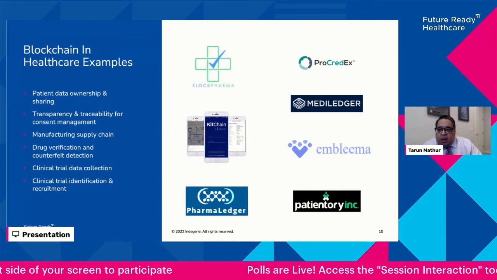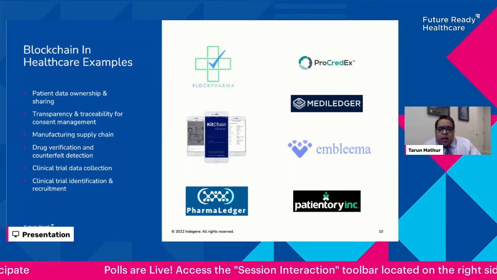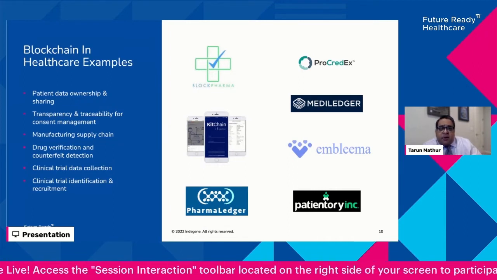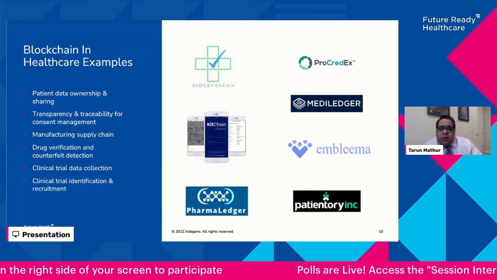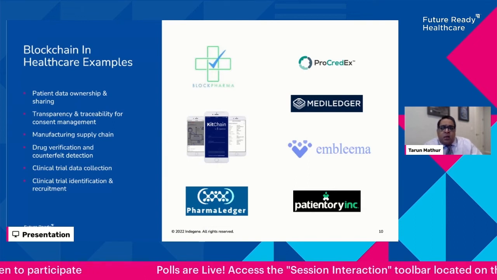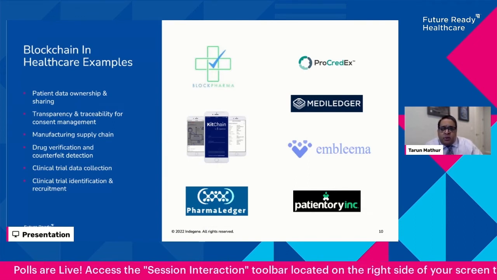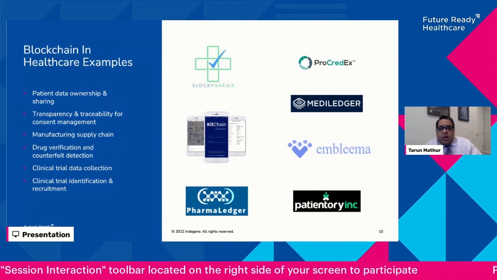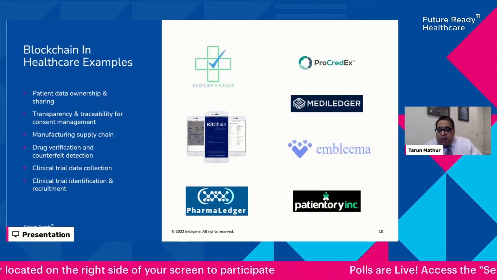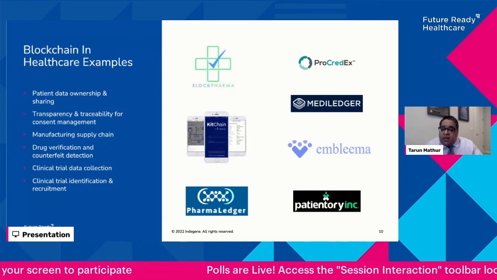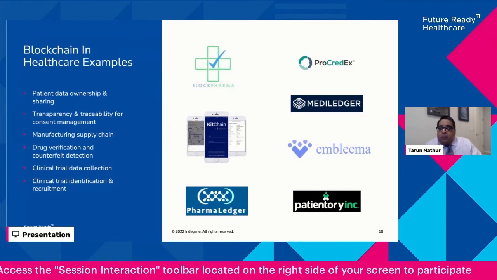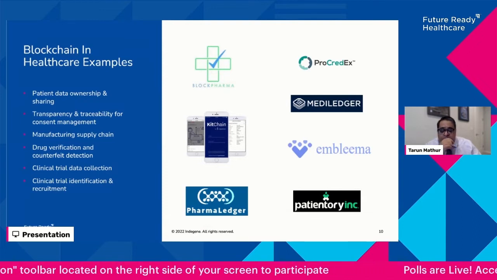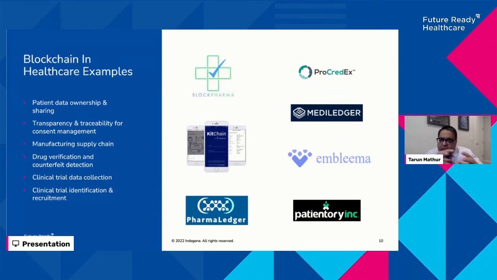Patientory is an interesting company, based in New York. They are on the patient side of things, so they allow patients to take ownership and control of their data, and they're actually unlocking a couple of use cases in clinical trial recruitment, and they're starting to get into more enterprise scenarios as well. Emblema is in the bioinformatics side of things, so real world data and regulatory submissions. MediLedger is in the supply chain side of things. They're trying to build a platform where you can build other use cases on top of it.